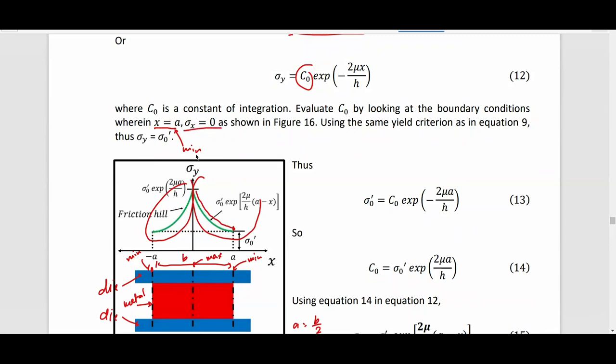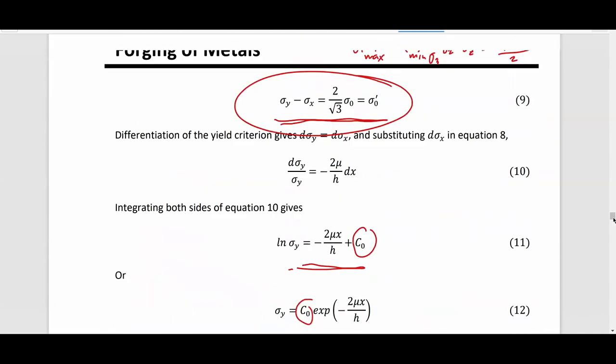And at the same time, when you have x is equal to a, yung sigma x mo is actually equal to 0, no? Kasi if you look at it, dito sa edges, wala namang x value. Kumbaga, wala nang sigma x dito, no? Kasi it's a free surface na siya. Tama.